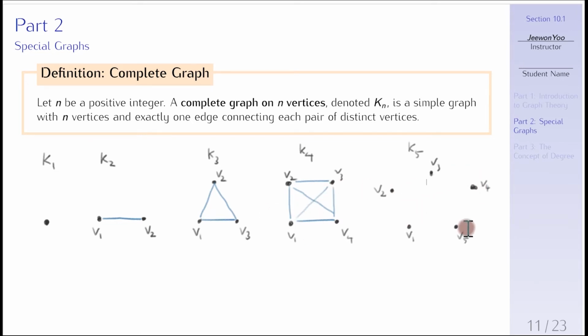K5. Suppose our vertices are written this way, we need to join every pair by an edge. Okay, this is obvious, right? Now let's connect V1 and V3 together. Okay, that's also obvious so far. Now we need to connect V2 and V4. At the same time, we need to connect V2 and V5. And finally, V1 and V4. So it looks like this. That's the complete graph for K5, and you can continue and so on and so on. Okay, let's move on to the next definition.